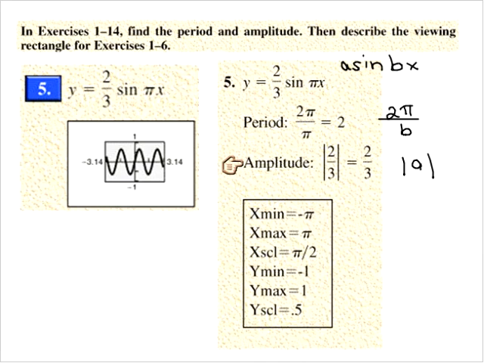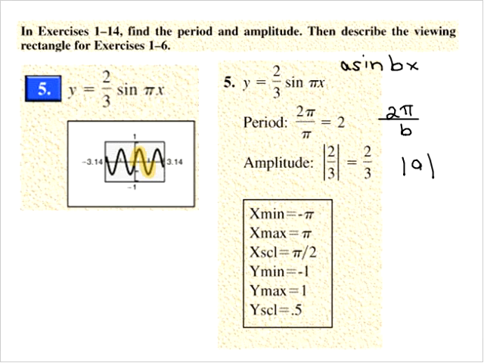Now the amplitude is half the height of your graph, or you can say the height of your graph divided by 2. And the period is how long it takes your function to start over again. So here I would say that is 1 period.